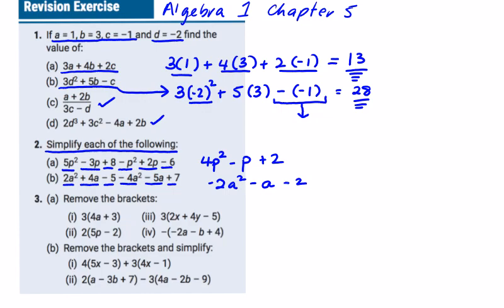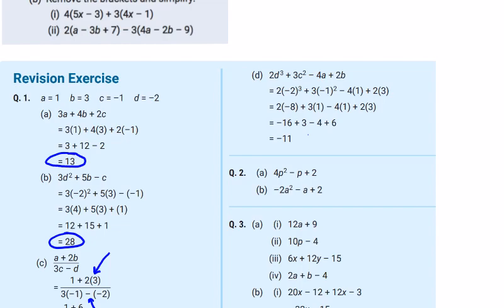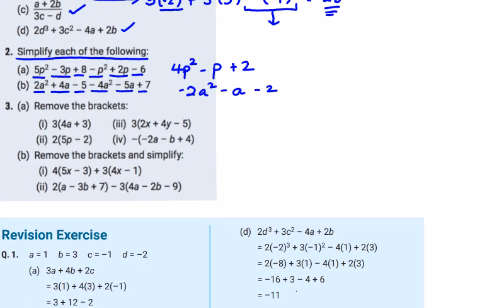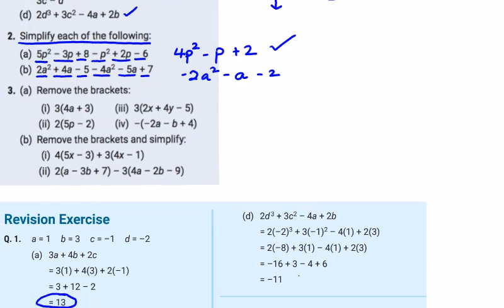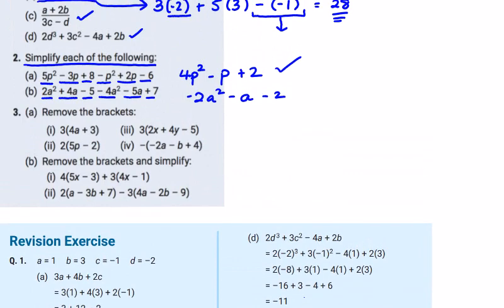Now let's just say you wrote -2 by accident. You get down to your answers. 4p squared minus p plus 2, you correct it. You come to the next one, minus 2a squared minus a plus 2. What you do is you circle the one that's incorrect and you just go back and check and try and find out what your mistake is. And this is how you get good at maths. So this should be +2, correct it, identify your mistake, and move on.